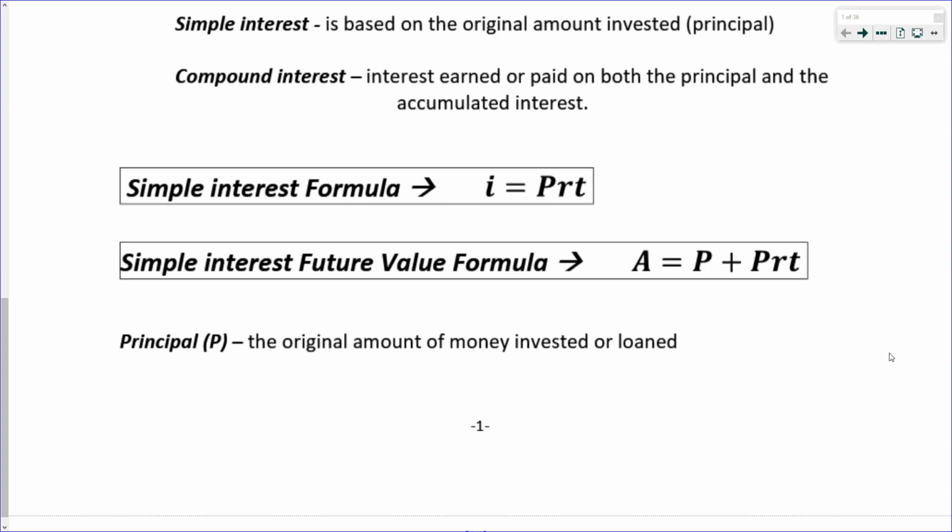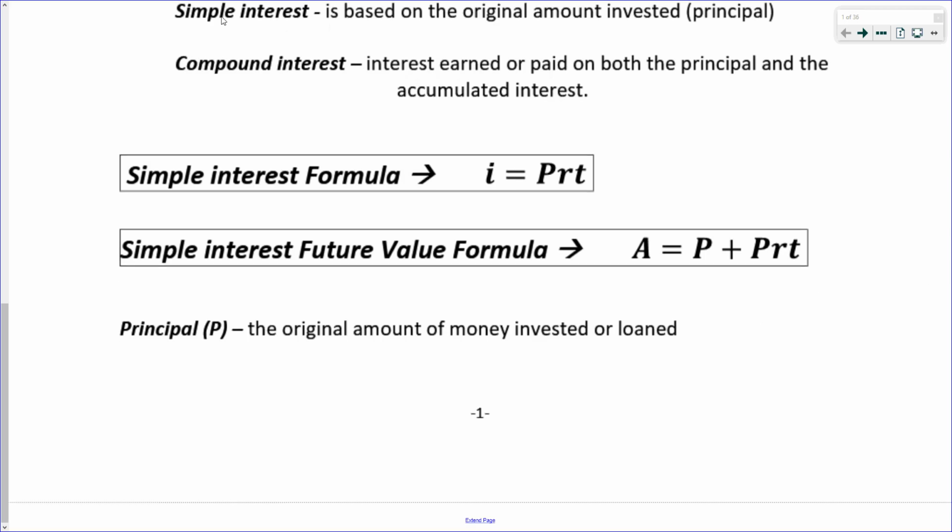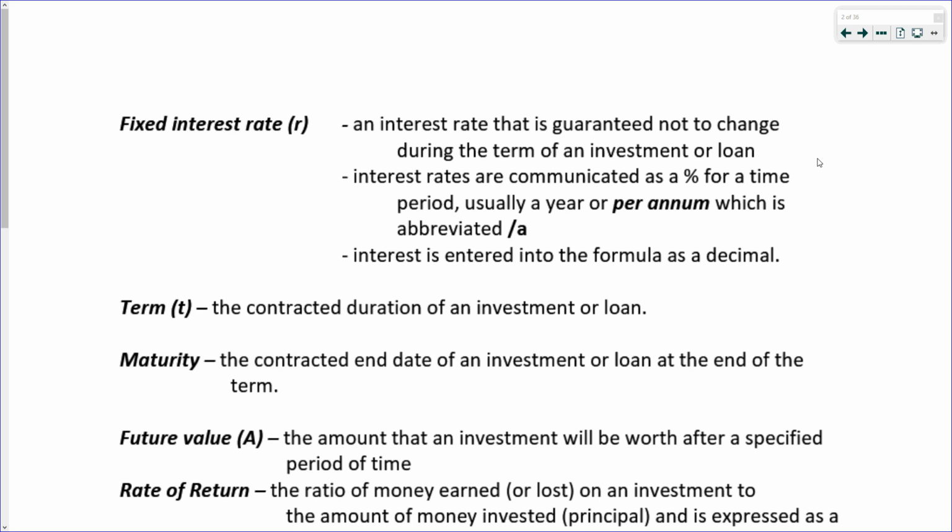The principal, which is the P, is the original amount of money invested or loaned. So that's what you're putting in. The R is your fixed interest rate, an interest rate that is guaranteed not to change during the term of an investment or loan. The interest rates are communicated as a percent for a time period, usually a year, or per annum. This per annum means per year, which is abbreviated to /A. Interest is entered into the formula as a decimal. I'm going to underline that piece because that's really important, because whenever you put a percent into a formula, it's got to be as a decimal.